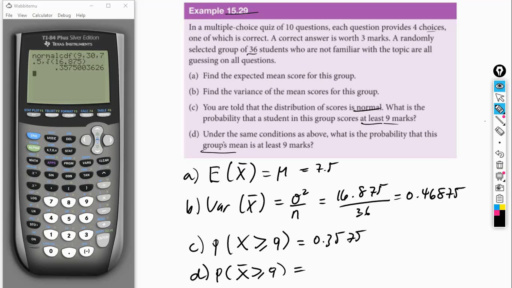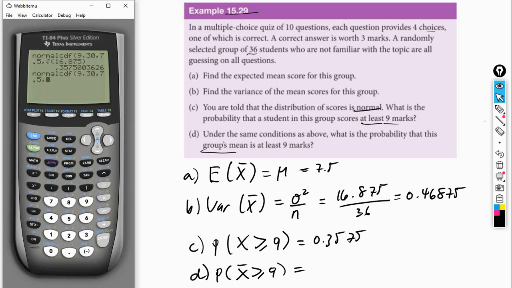So back to the calculator. So again, we go to distributions, the normal cumulative distribution function, and same thing, right? So the lower bound is going to be 9. The upper bound, oops, it's got to be a comma. The upper bound is still 30. And then we have that the mean is also 7.5.